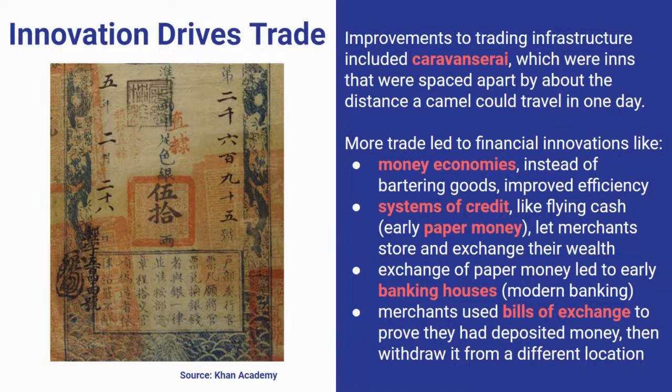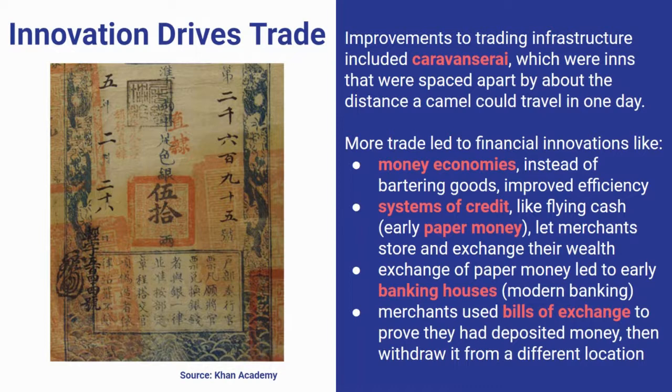Merchants used what were called bills of exchange to prove that they had made their deposits. So rather than carrying the money with them, which had paper money, which had its value directly tied to it being a form of credit or a form of value, you had the bills of exchange represent the fact that you had made deposits in one place, so you could make withdrawals in another.